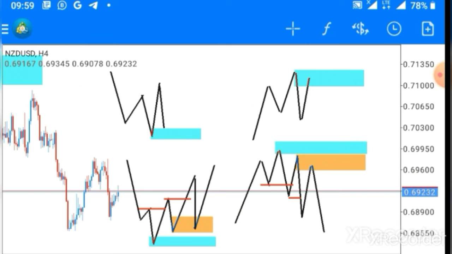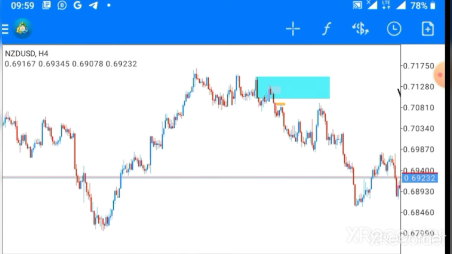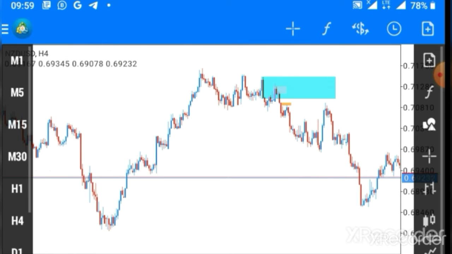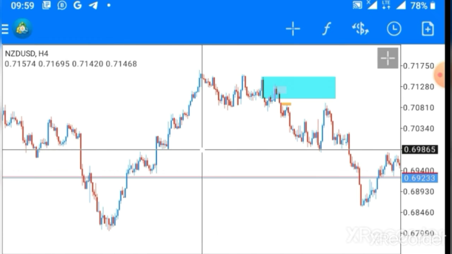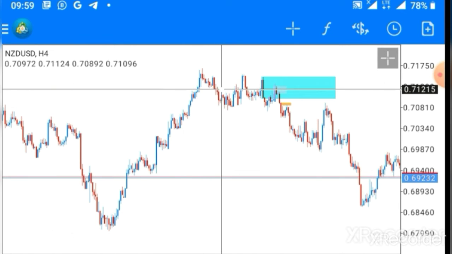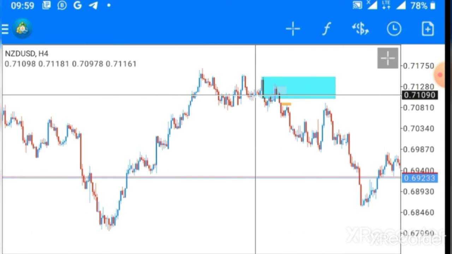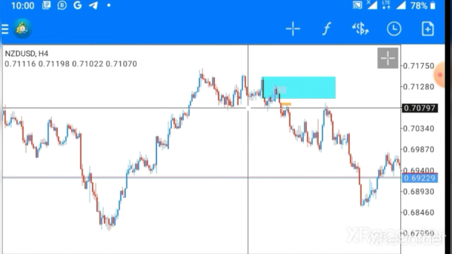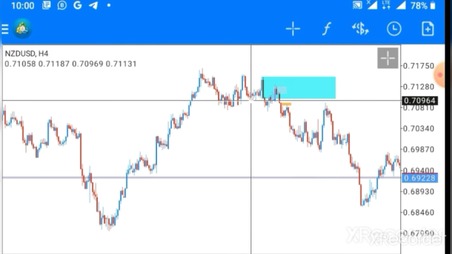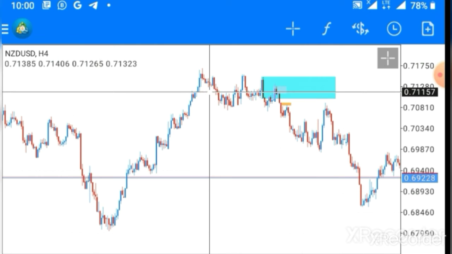Now, let's see some examples on our chart. Now look at this 4-hour OB. This is the 4-hour OB. This light blue box is the 4-hour OB. Why is it an OB there? Well, because here, market broke structure. Market broke structure here.